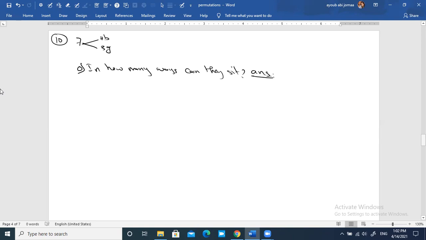Is 7 factorial? 7 factorial. And here we have 7 elements. They are going to sit or to be arranged. No repetition. And we are going to arrange these 7 elements. All the elements, not part of. So the answer will be 7 factorial. 7 factorial ways. The answer, I guess, 5040.